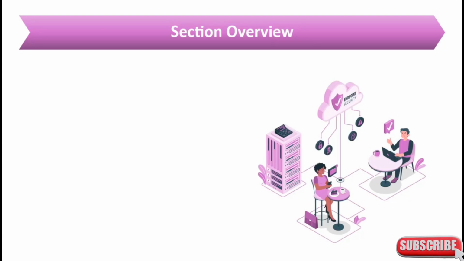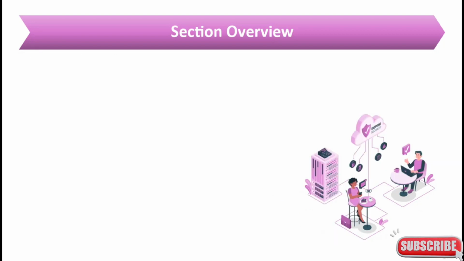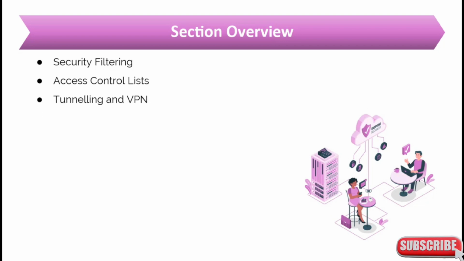So now let us begin with a brand new section of network security. Let us have a look at what you're going to learn in this section. So first we'll learn about the security filtering technique, in which we'll learn about access control lists, tunneling and VPN, that is a virtual private network.